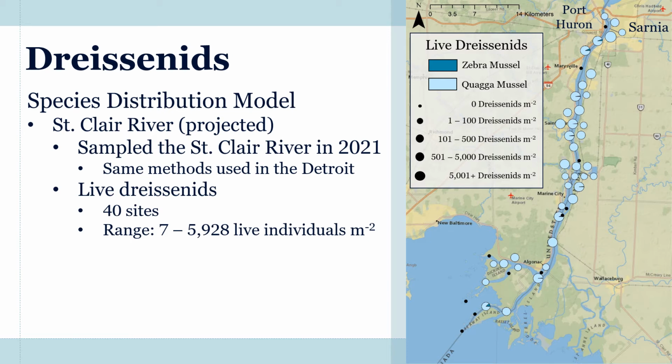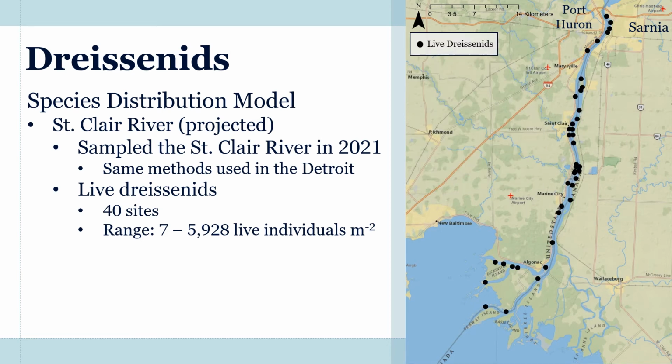As shown by this map, where once again, the small black circles represent sites with 0 live Dreissenids per meter squared, and the largest circles represent sites with over 5,000 live Dreissenids per meter squared. Sites in the St. Clair River with live Dreissenids present ranged from 7 to 5,928 live individuals per meter squared.